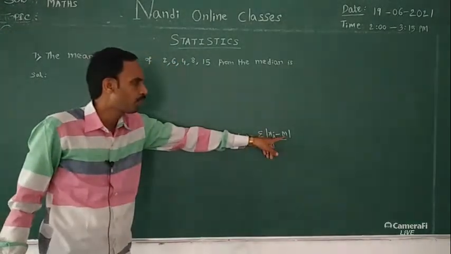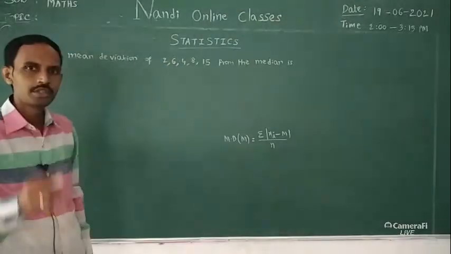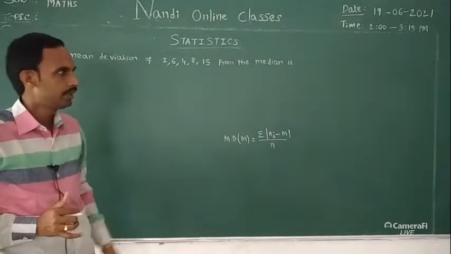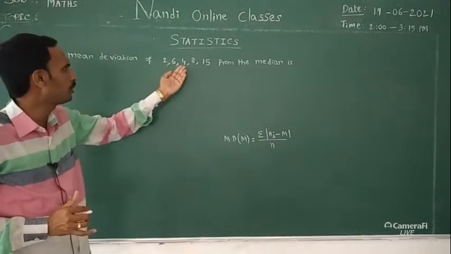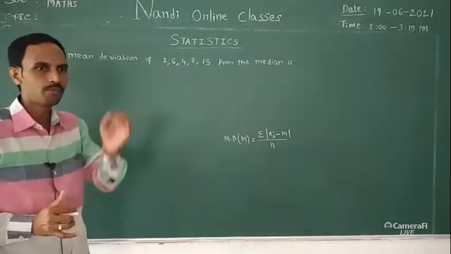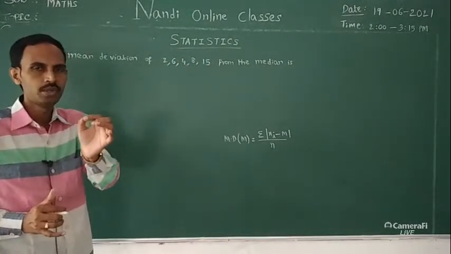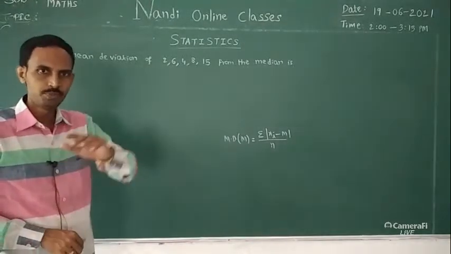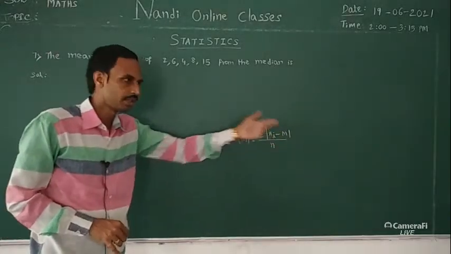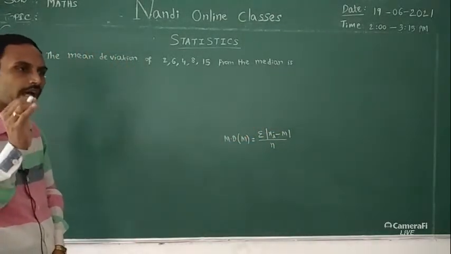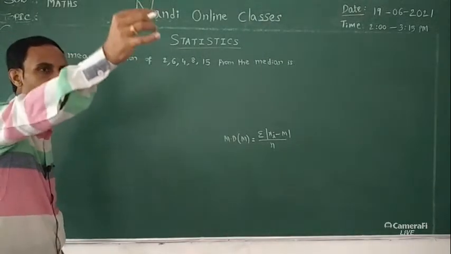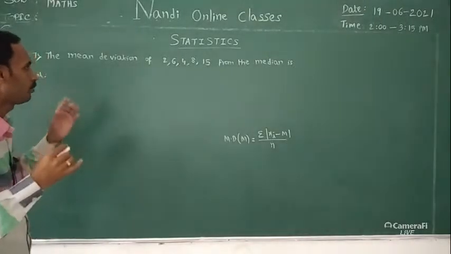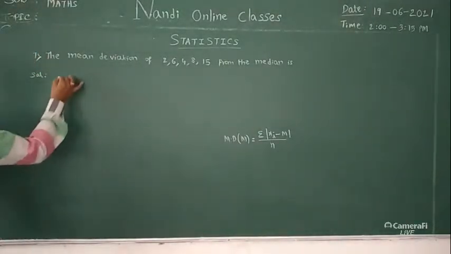So first of all I am going to find M, the median. Depending on the number of observations, median has two formulas. Here how many observations are there? 1, 2, 3, 4, 5. 5 observations are there. So the median formula is the n plus 1 by 2th observation. If n is even, it will come in the next problem. In order to find the median, first of all arrange the data either in increasing order or decreasing order. Generally we follow increasing order, ascending order.